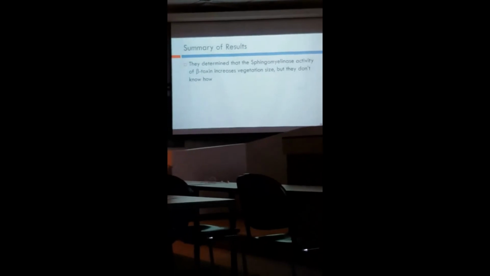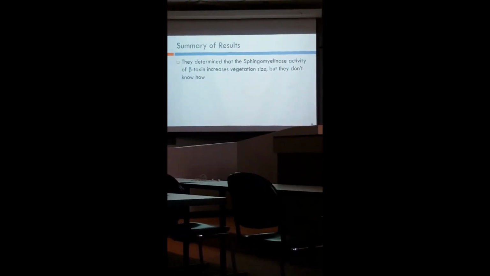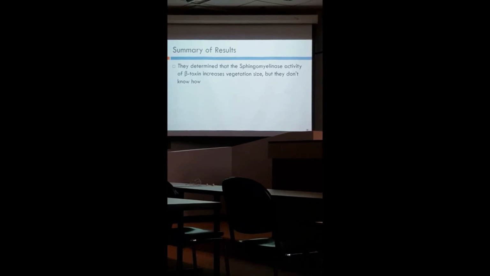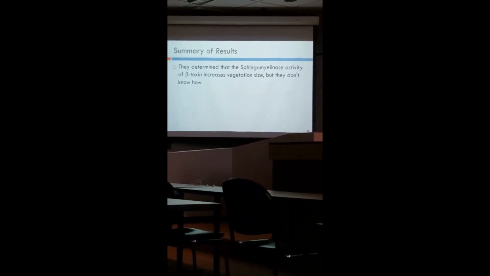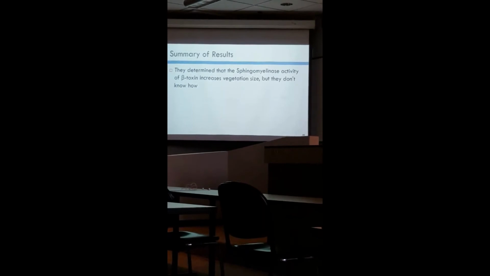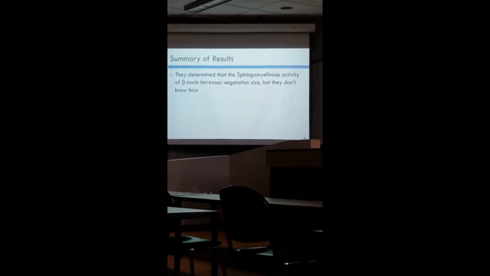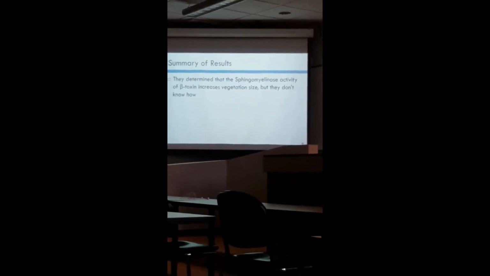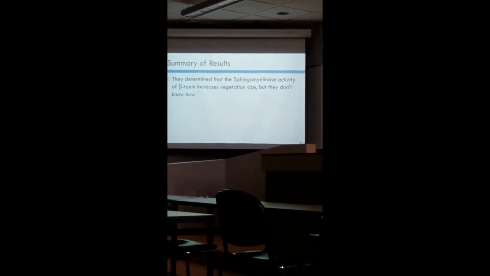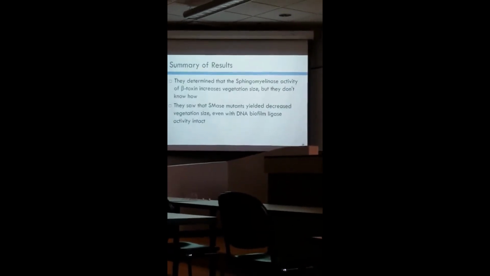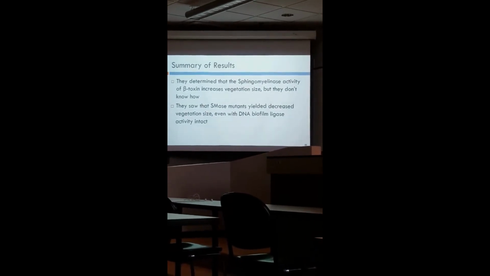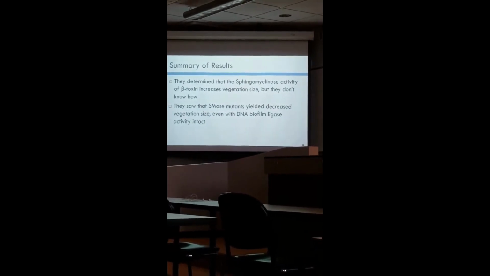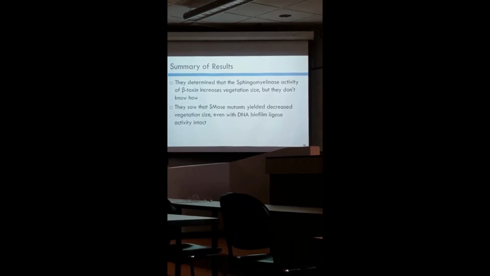So overall, they determined that the sphingomyelinase activity increases vegetation size, but they're still not exactly sure how. They're not sure what it is that's increasing that. They think it could potentially be that since they're breaking down that sphingomyelin into those parts, that's just creating surface area, and that's what's giving the platform for it to build on. And they also saw that the sphingomyelinase mutants yielded decreased vegetation size, even with the DNA biofilm ligase activity intact. So this shows that maybe without the sphingomyelinase activity, the biofilm ligase activity doesn't have enough of a platform to build upon.